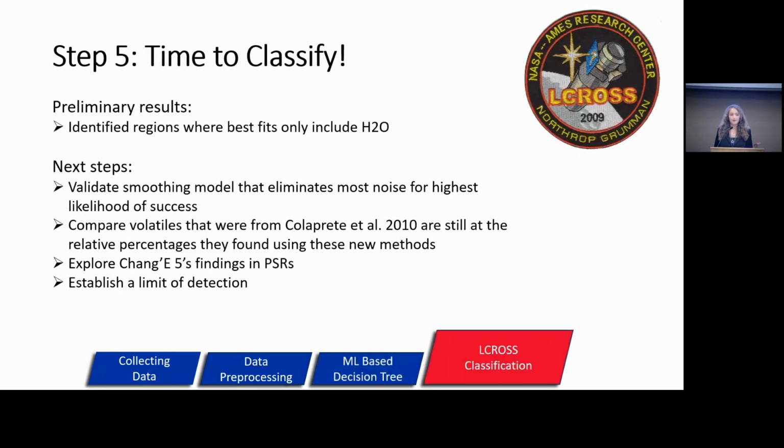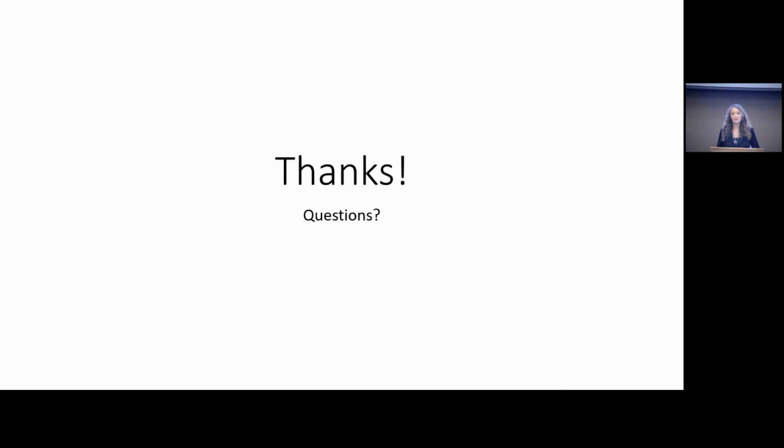Finally, it's time to classify. So already we've identified the regions where the best fit only includes H2O, which was that graph I was just showing you. The next steps are to validate the smoothing model that eliminates the most noise for the highest likelihood of success. Then, comparing the volatiles that were in the original 2010 paper to make sure that we're on the right track. Then exploring Chang'e 5's findings in permanently shadowed regions. And finally, establishing a limit of detection such that the conclusions we reach are feasible given the noise in the data. Thank you, and I look forward to your questions.